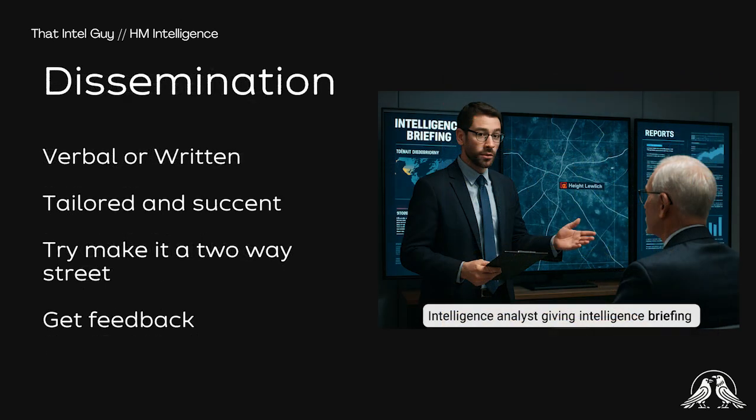And then lastly, you have dissemination. This is quite possibly the most critical part of intelligence, because if it isn't disseminated correctly, then what was the point of the entire cycle? So you take the information you've analyzed and you put it into either a verbal or written product. This needs to be tailored to your decision maker.